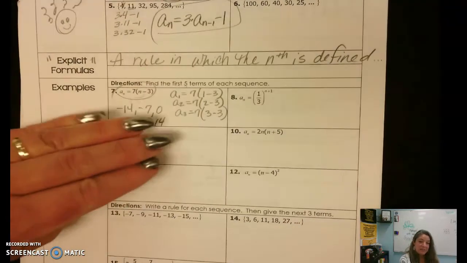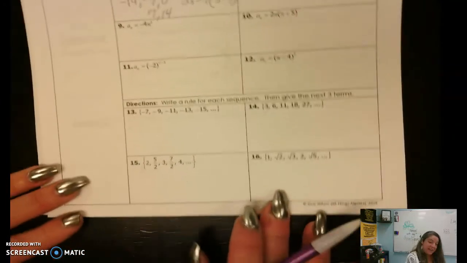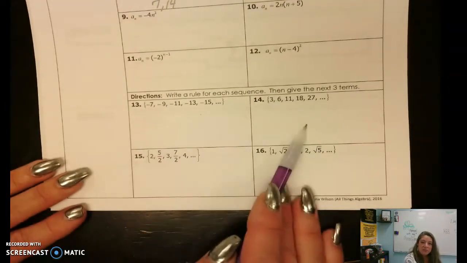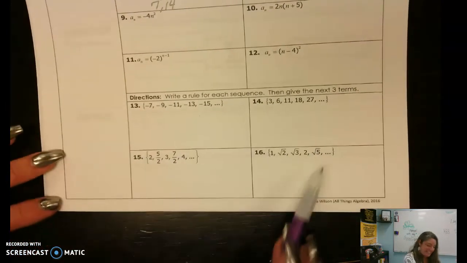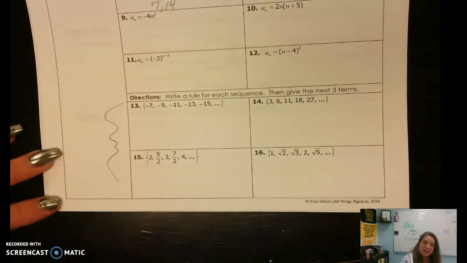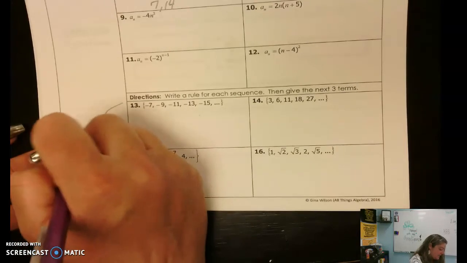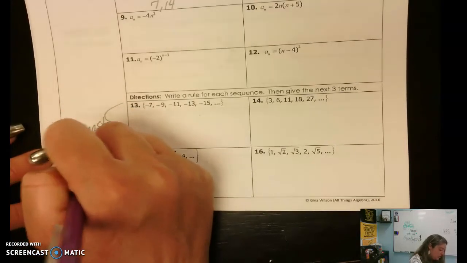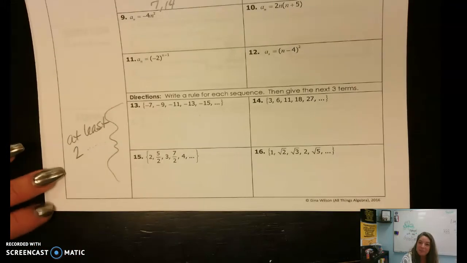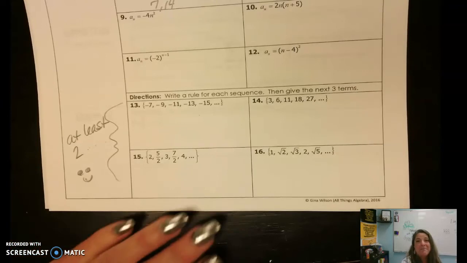During class, I gave everybody a little bit of time to see if they could figure out 8 and 12, so you might want to pause the video and see what you get. Down here, for numbers 13, 14, 15, and 16, your goal is to write the rule or formula that will fit this sequence of numbers. If you can get at least 2 of them, then you're in good shape, okay? If you can get all 4, you're amazing, okay?